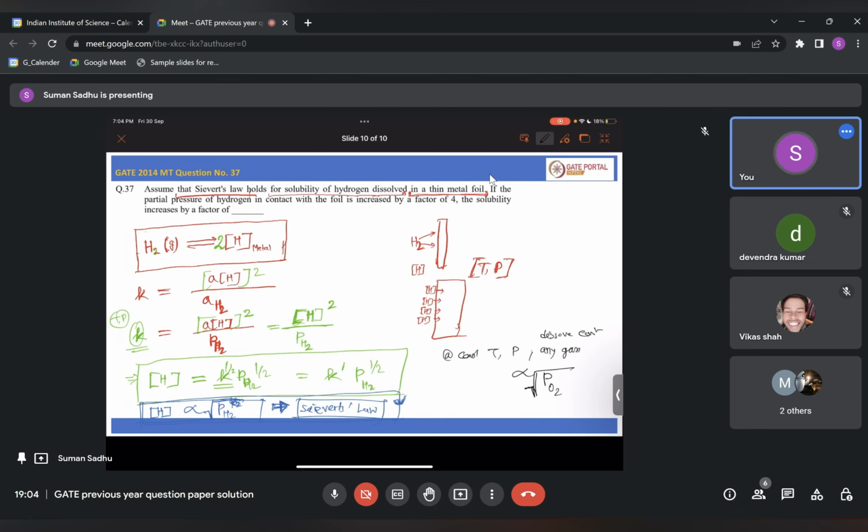It may be oxygen, or it may be hydrogen, or it may be nitrogen. For any diatomic gas, the dissolved concentration of that gas will be proportional to the partial pressure of that gas to the power half, right? So now, even if you don't know Sievert's law, you can get up to this point, right? Now we got that equation. Now this question becomes much simpler.